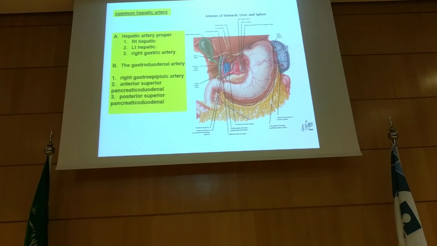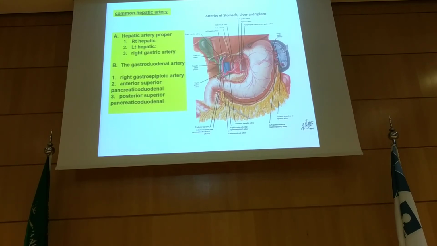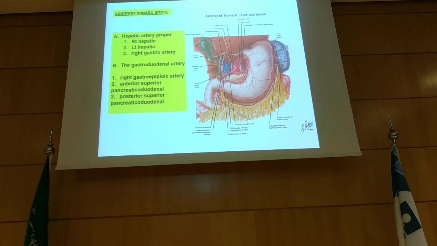So the common hepatic will divide into one that goes up and one that goes down. The one that goes up is the hepatic artery proper. It's going to the liver. The one that goes down behind the first part of the duodenum is the famous gastroduodenal artery that might be eroded. So the common hepatic divides into the hepatic artery proper and the gastroduodenal artery.